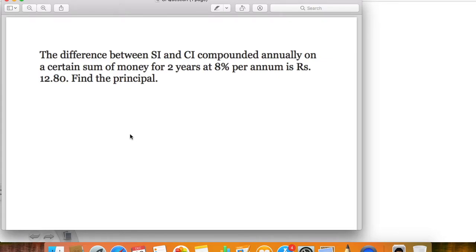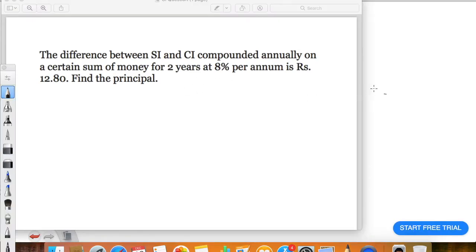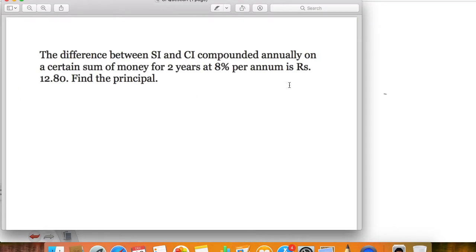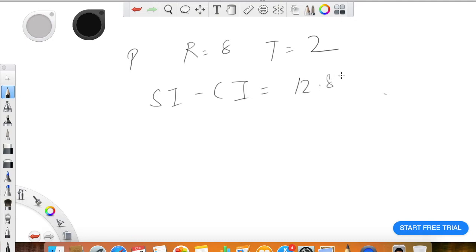So this is the question: the difference between simple interest and compound interest, compounded annually, on a certain sum of money for 2 years at 8% per annum is rupees 12.80. Find the principal. Alright, so let's see what we know. Let the principal be P for the moment, R equals 8%, time equals 2 years, and we know that SI minus CI equals 12.8.